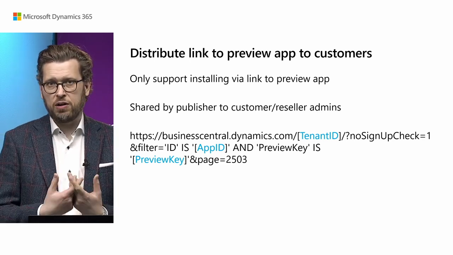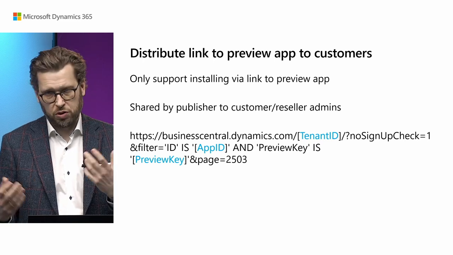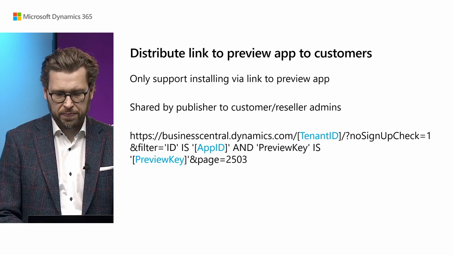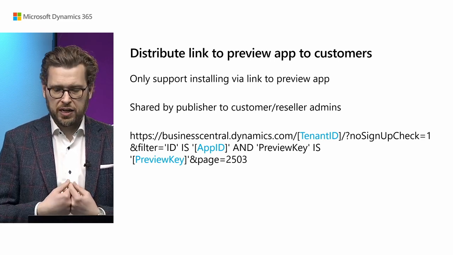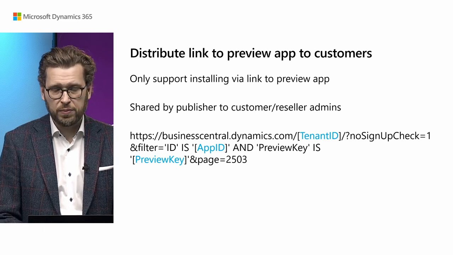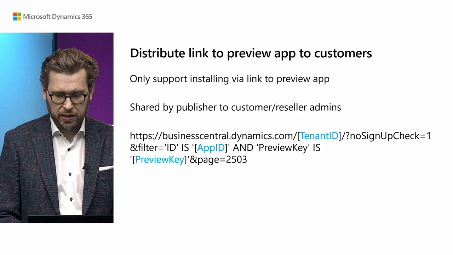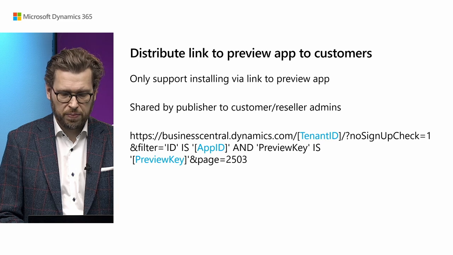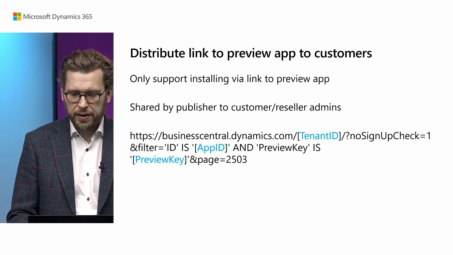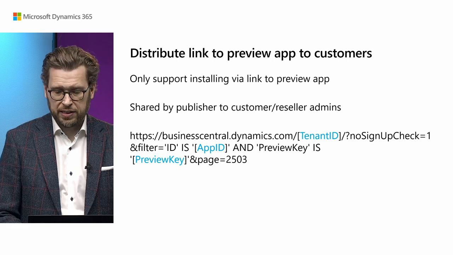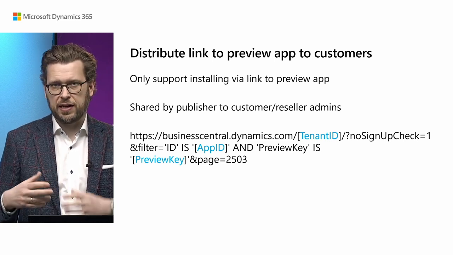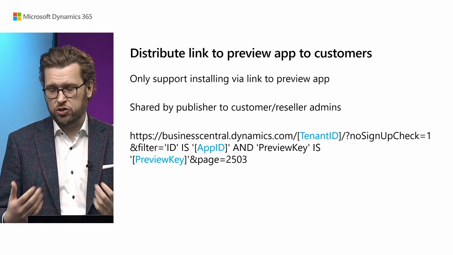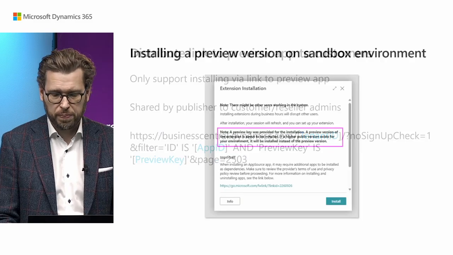Now, to allow customers or admins to install your preview version, you then need to share a link with them. That link needs to contain the tenant ID for the customer environment, the app ID, and then the preview key. You can see an example here where I highlighted the three parameters I just mentioned. Note that you can only install via this link today. There is actually a link in Partner Center, but you cannot use that to install at this point. And you also cannot log into AppSource Marketplace and install a preview version, not until it becomes public.